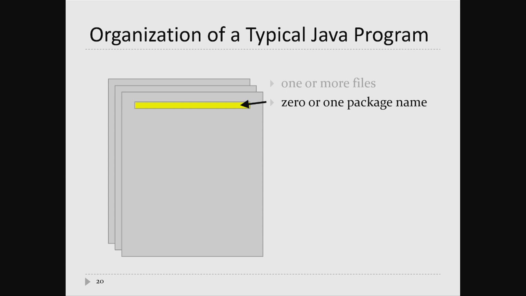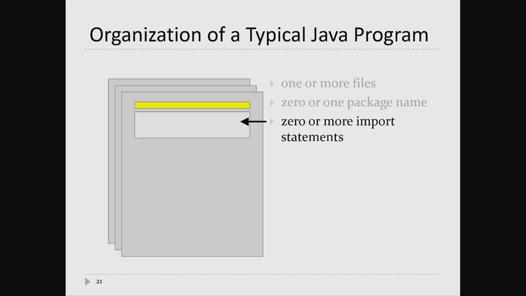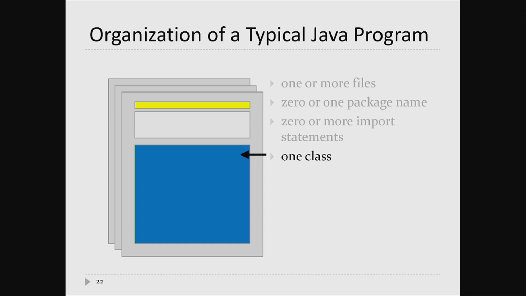Inside each file, is it 0 or 1 package name? Packages, which I'll describe in a second, are one component of modularity in Java. Then you may have 0 or more import statements. You use an import statement when you want to bring in the functionality of another class. And then you typically have one class, but that's not necessarily true. Typically there's one class. So every .java file typically has a single class in it.